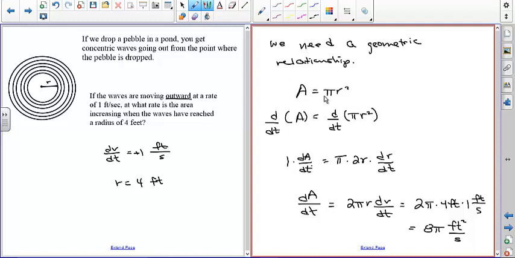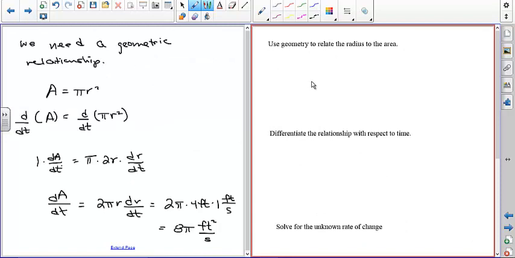So we had to figure out what the geometry of the problem is, take the derivative with respect to time. At that point, we usually are given all of the pieces of information except one of them, so we solve for that, which in this case was trivial because it was already on the left-hand side. Then you plug the numbers in. You're careful about the sign of the rate of change that's given to you, whether it's positive or negative. So those are all the parts that I just talked about: use geometry, differentiate with respect to time, solve for the unknown rate of change.